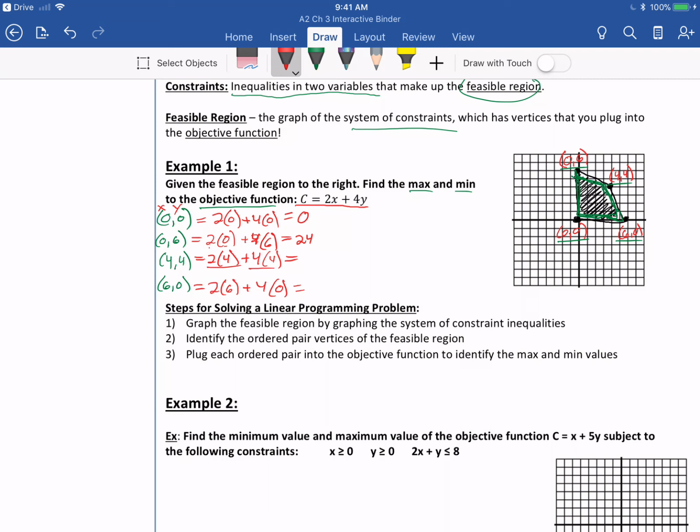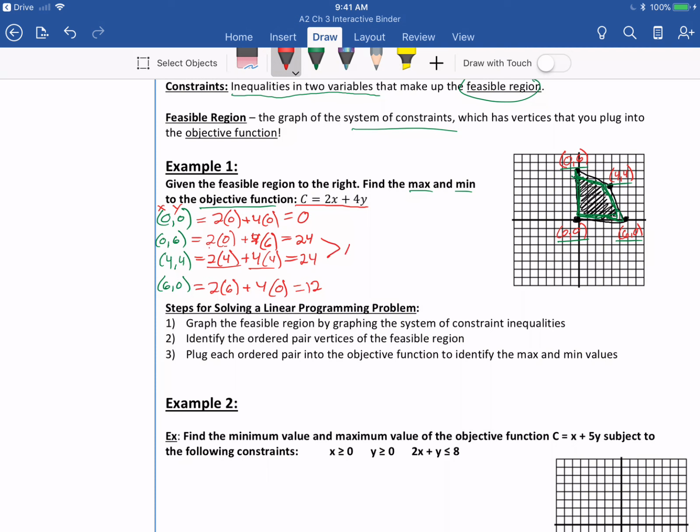4 times 4 is 16. 8 and 16 is 24. All right, and the bottom one here, 2 times 6 is 12. 4 times 0 is 0, so this guy gives me 12 out of there. All right, so notice here that it's just as easy as this.